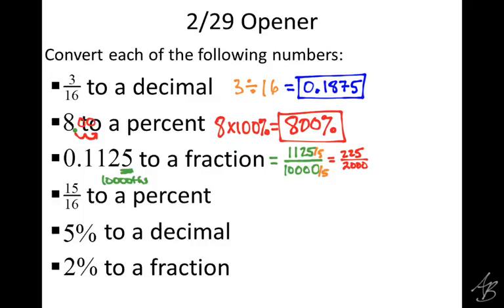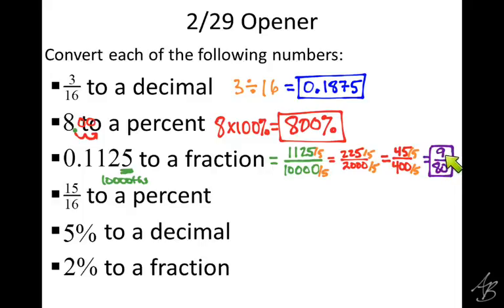Okay, now what? We done? We can reduce by 5 again, okay. 225 divided by 5 is? 45? And 2,000 divided by 5? Are we done yet? We can reduce by 5 again, okay. 45 divided by 5 is? And 400 divided by 5 is? Can I reduce that? Nope. So we are done.